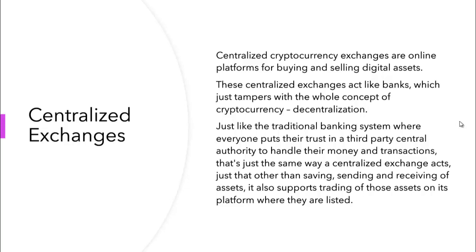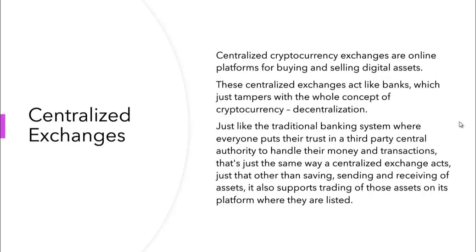So, your centralized exchanges act like your banks. Just like the traditional banking system where everybody has to put their trust in a third-party central authority, that is the bank now, to handle their money and transactions. That's just the same way centralized exchanges act. Just that other than saving, sending and receiving of assets or money, it also supports trading of those assets on its platform where they are listed.